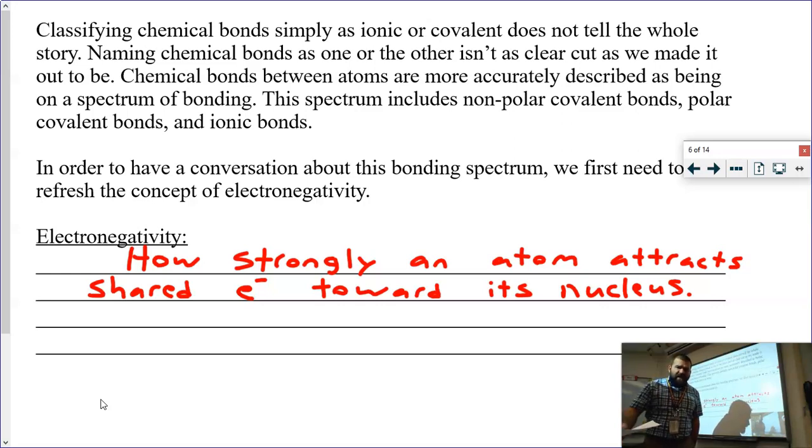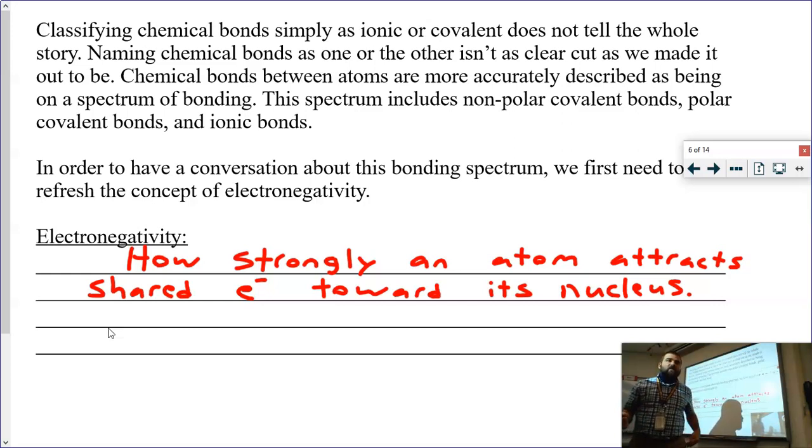So anyway, let's talk about 2.1. In this note sheet, we are discussing the types of chemical bonds, and as a result of that, we're talking about something new called electronegativity. Electronegativity is how strongly an atom attracts shared electrons towards its nucleus.